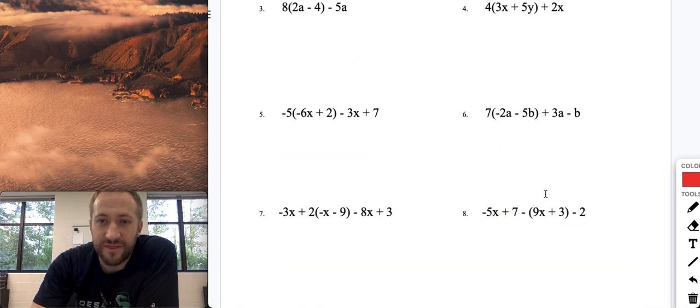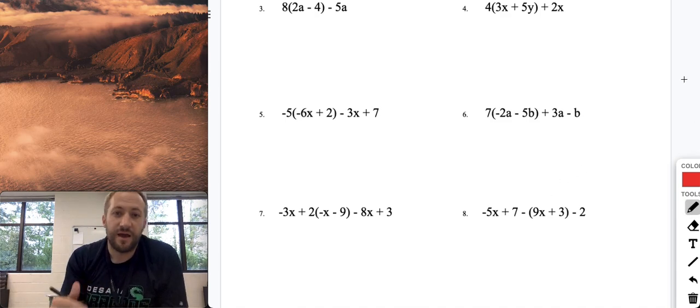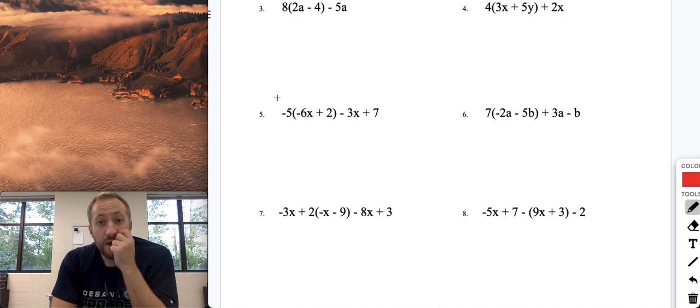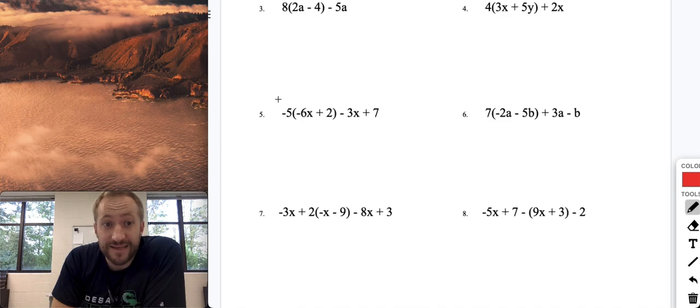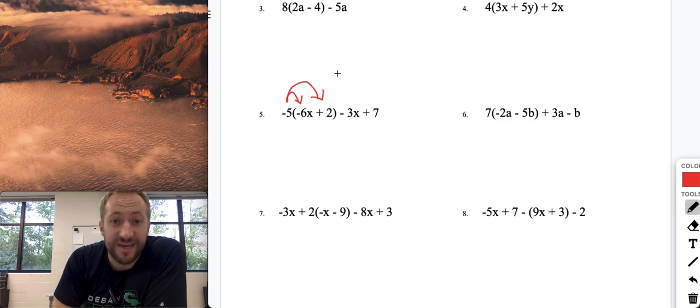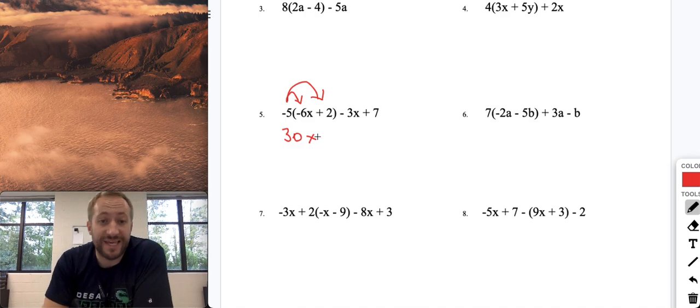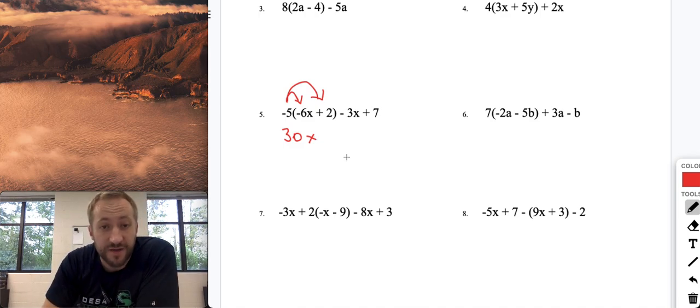All right, looking at this, I've got number 5. Oh, that's a lot of terms in there. Wow, that looks like a lot to do. So first thing we always do is the distributive property. I'm going to distribute whatever is outside of the parentheses to every term inside the parentheses. So negative 5 times negative 6 gives me positive 30x. If you don't have those multiplication rules and addition rules for negative numbers, it might make some of this a little tricky.